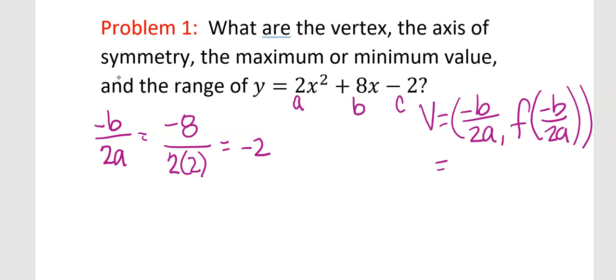So far we have a negative 2, f of negative 2. Notice how these two things are the same. Once you get that number, you're just going to plug it in, basically. So how do you find f of negative 2? You substitute a negative 2 in for the x's of the original equation.